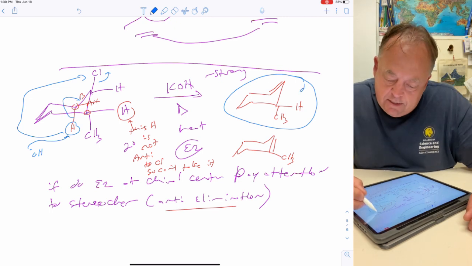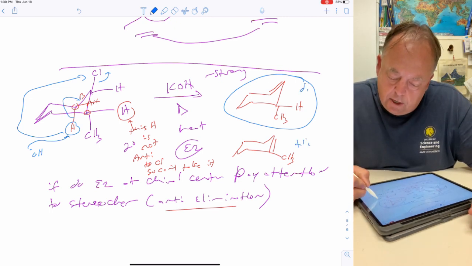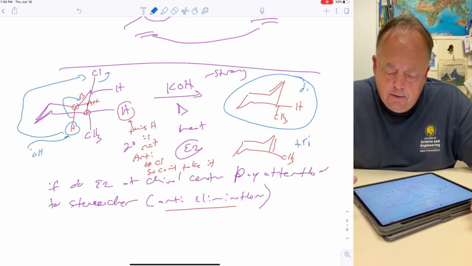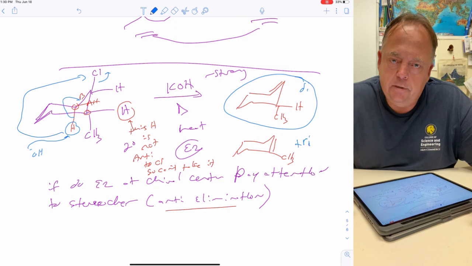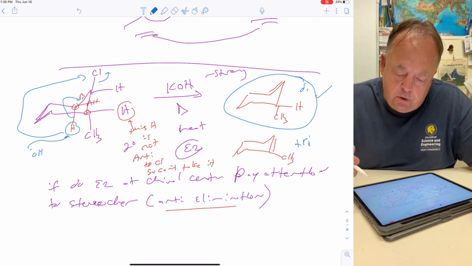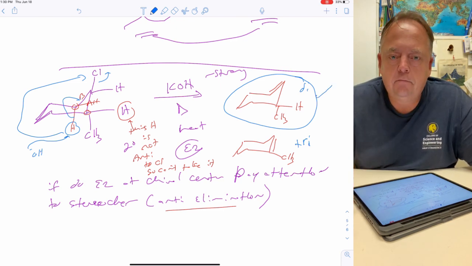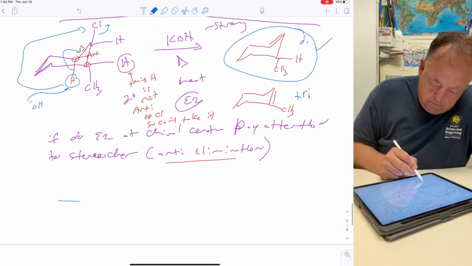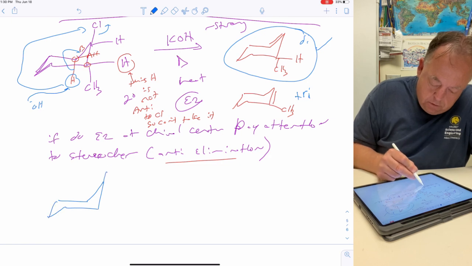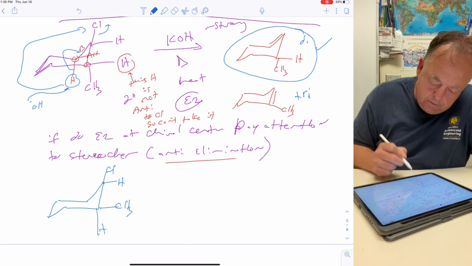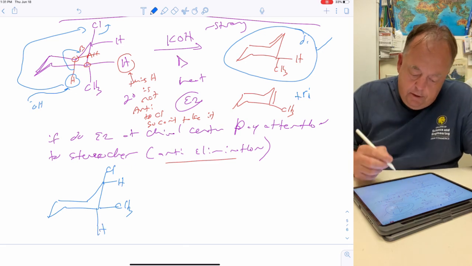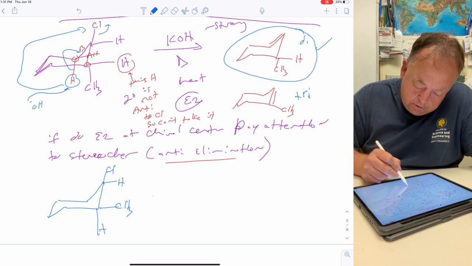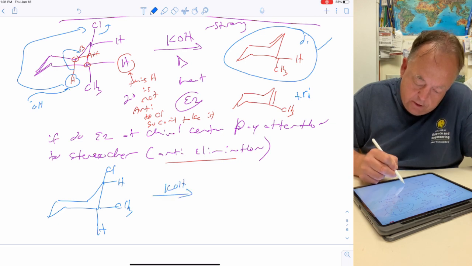So even though this is di-substituted and this is tri-substituted, and tri-substituted is more stable, you can't make it because of the anti-elimination of an E2 reaction. You can only make the di-substituted alkene, so that's your major product. If, however, you started with this stereochemistry, well now, so let's see, KOH, heat.